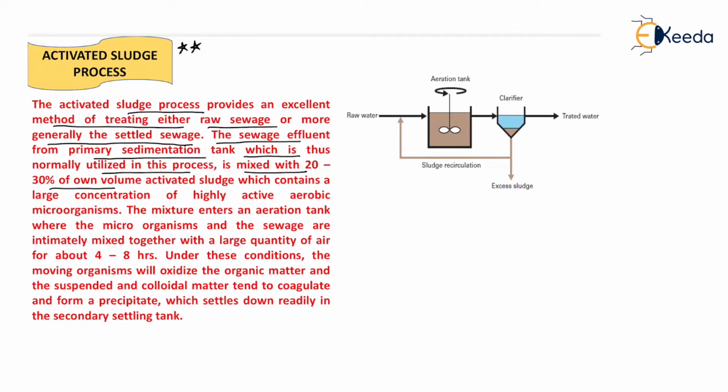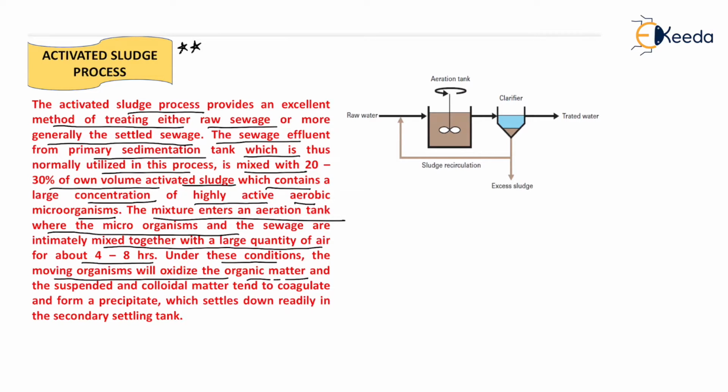The sewage effluent from the primary sedimentation tank, which is normally utilized in this process, is mixed with 20 to 30% of its own volume of activated sludge, which contains a large concentration of highly active aerobic microorganisms. This mixture enters an aeration tank where the microorganisms and the sewage are intimately mixed together with a large quantity of air for about 4 to 8 hours. So that will be the detention time, that is 4 to 8 hours. Under this condition, the microorganisms will oxidize the organic matter, and the suspended and colloidal matter tend to coagulate and form a precipitate which settles down in the secondary settling tank.